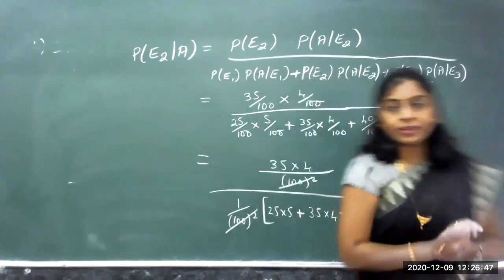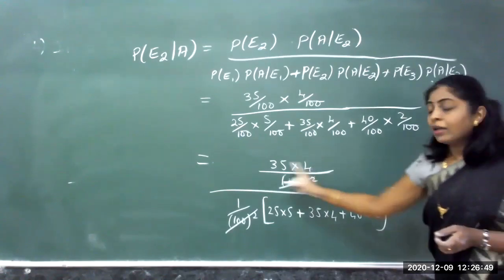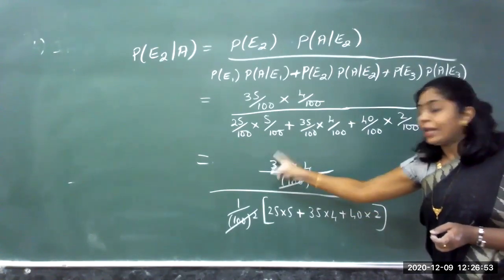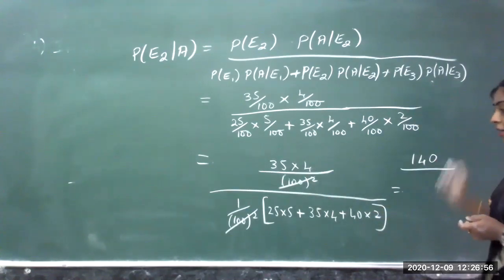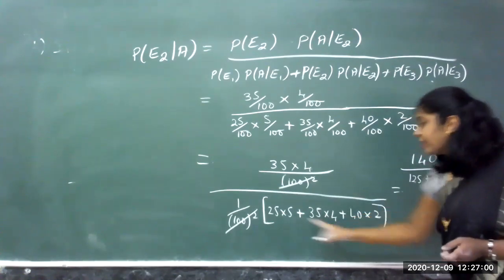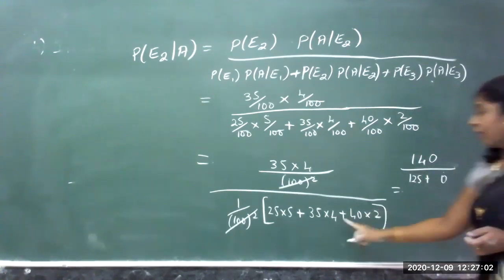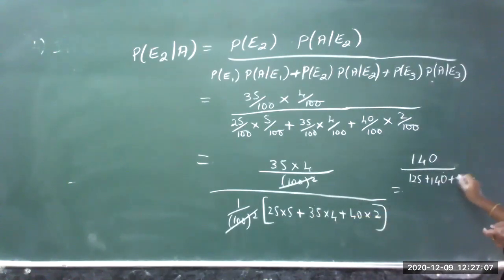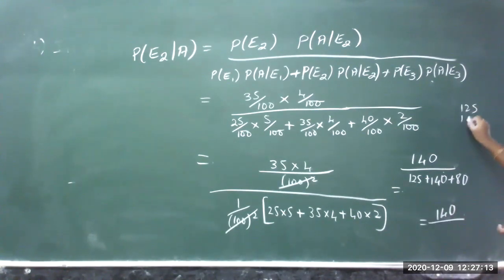You can simplify this. 35 into 4 is 140, divided by: 25 into 5 is 125, 35 into 4 is 140, and 40 into 2 is 80. Adding these, 125 plus 140 plus 80 is 345. So that is equal to 140 divided by 345.